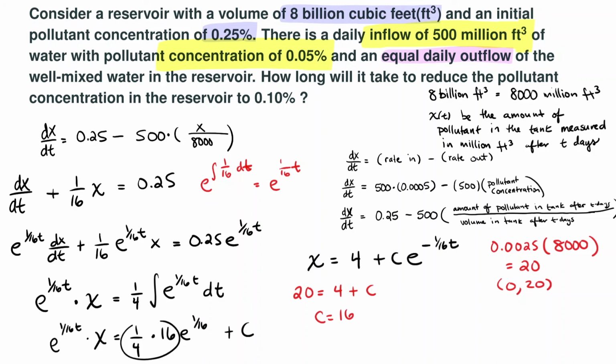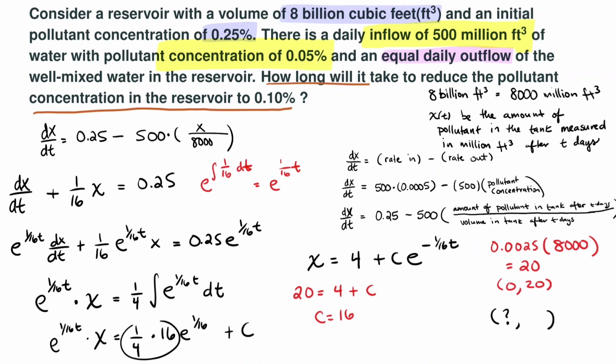Now at this point we have our specific solution to the differential equation. We still need to finish the problem by solving to see how long, so what t day, will the concentration be 0.1%? Take a moment to think about how we'll finish this problem. We're looking for at what day 0.1% of the total volume is pollutant. So similar to before, to find the amount, we actually need to figure out what's the volume in the tank.